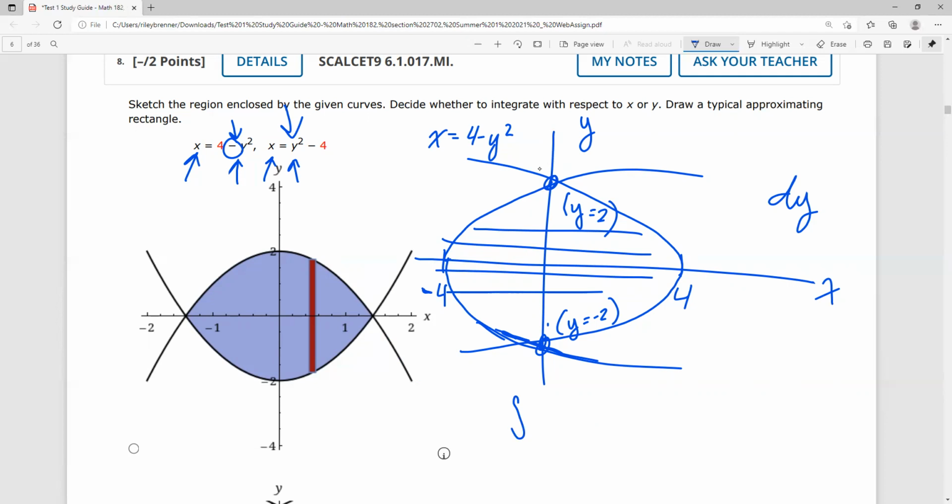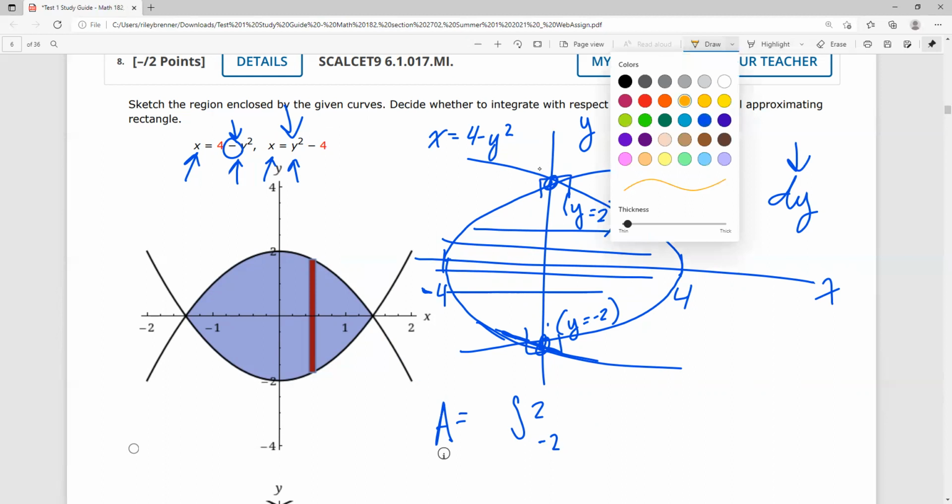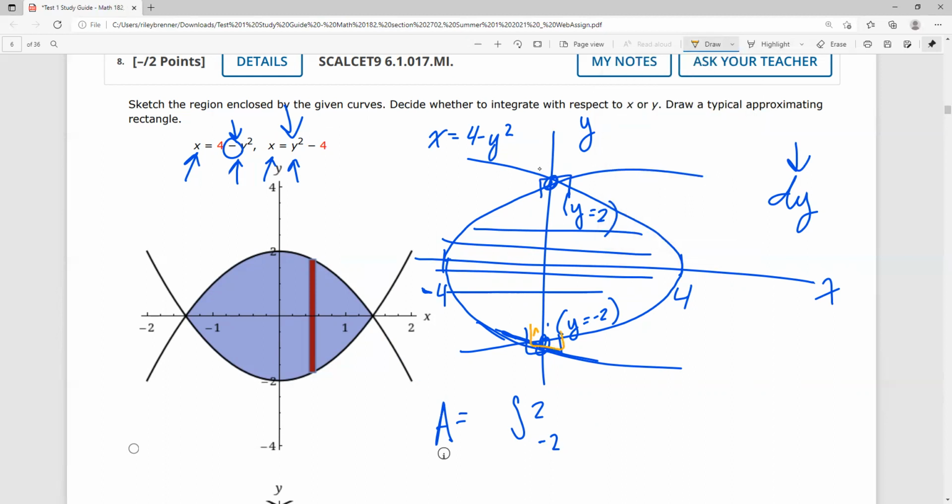So the area is going to be the integral from -2 to 2, right? That's our y bounds right here. Whatever d variable it is, whether dy or dx, in order to find your bounds, you want to look on that axis. So if we're integrating in terms of dy, we want to look on the y-axis for where we want to go from and to. And it's from -2 to 2. That's where everything fits on the y-axis, right?